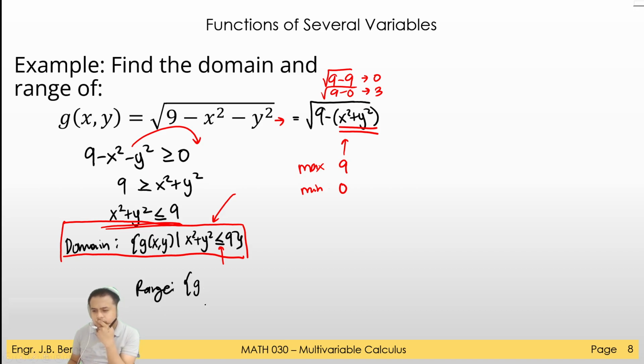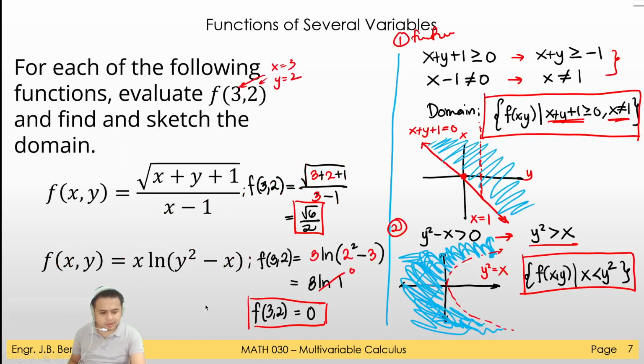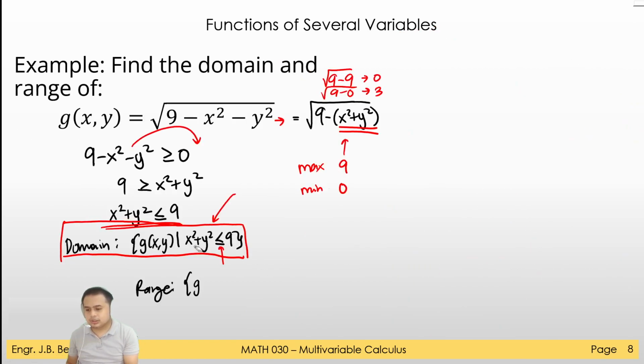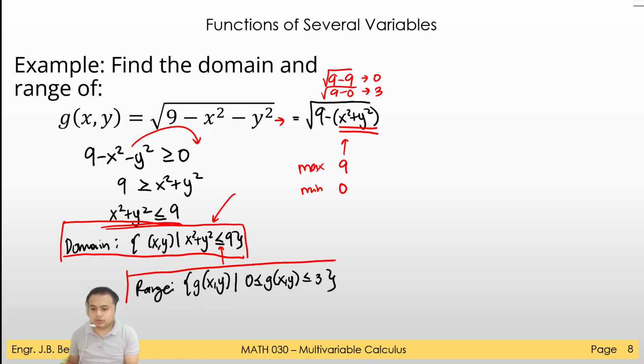Oh, domain pala to. Wait a minute. This should not be a function, I forgot. It's just x, y. So the domain here should not have the value g. So the range here will be g of x, y, which should be from 0 to 3, including 0 and 3, for this g, or we could call this z. So that will be the domain and range.